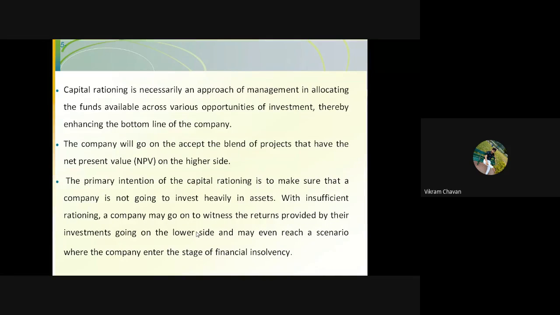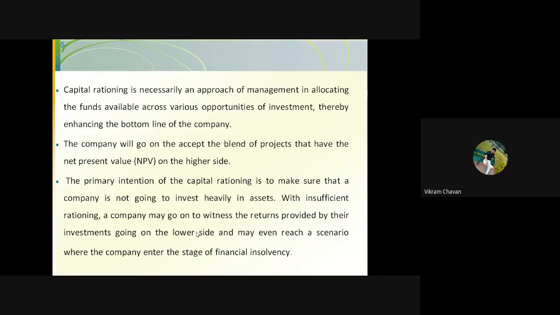A company may witness the returns from its investments going to the lower side and may even reach a scenario where the company enters the stage of financial insolvency. So what does capital rationing suggest? First of all, it suggests that you should have some limits for the investment.